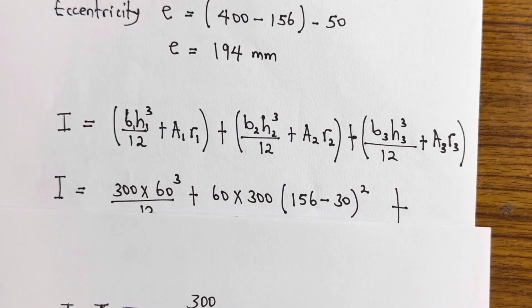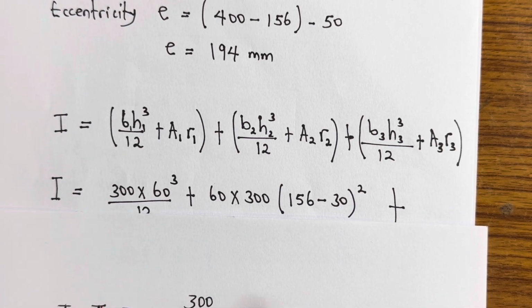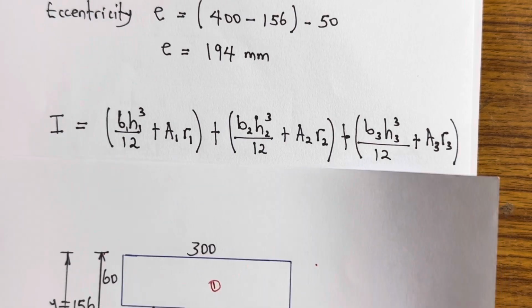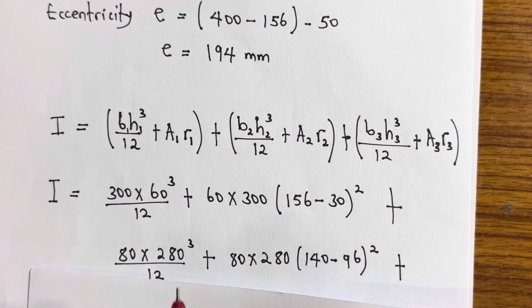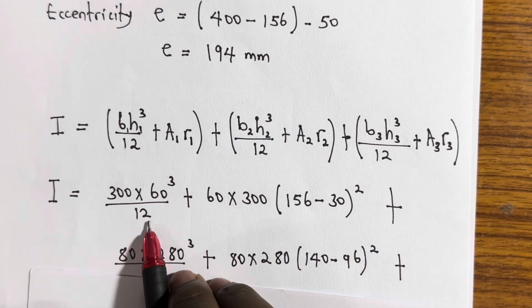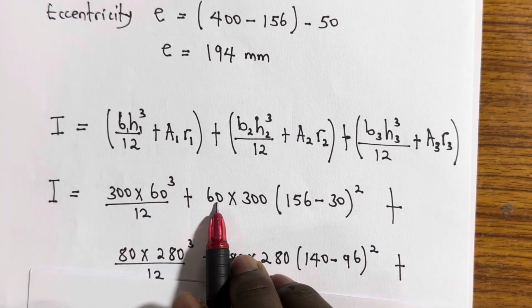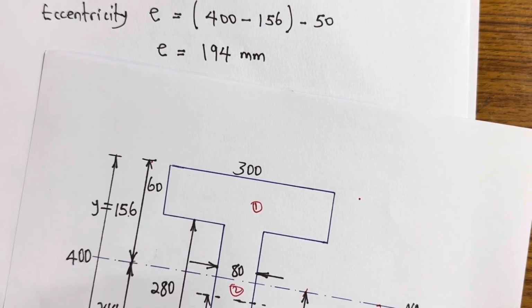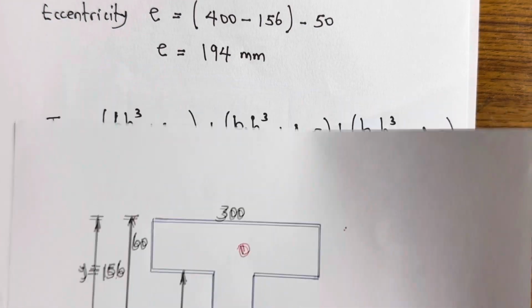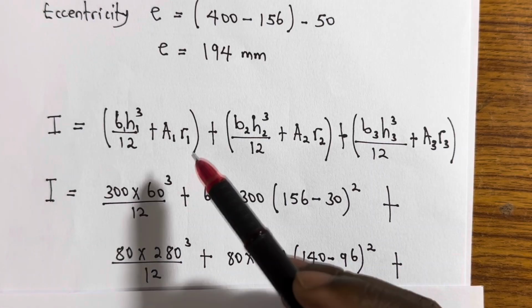If that is the case, what is my B1 and what is my H1? My B1 is the width, the breadth, so this is 300. And my H is 60. So that's why I've written 300 times 60 cubed divided by 12, and then plus the area of the first figure, 300 by 60, as you can see. And then we multiply with R1.